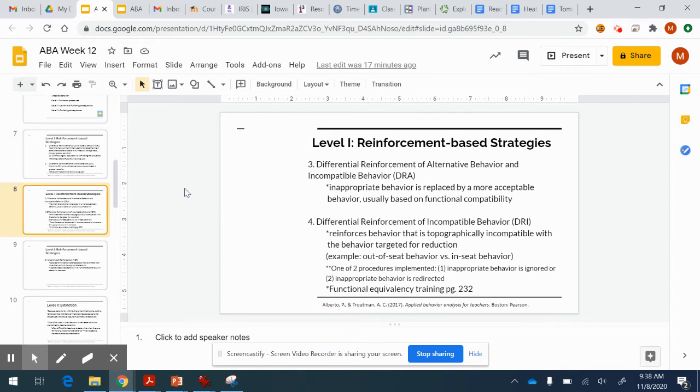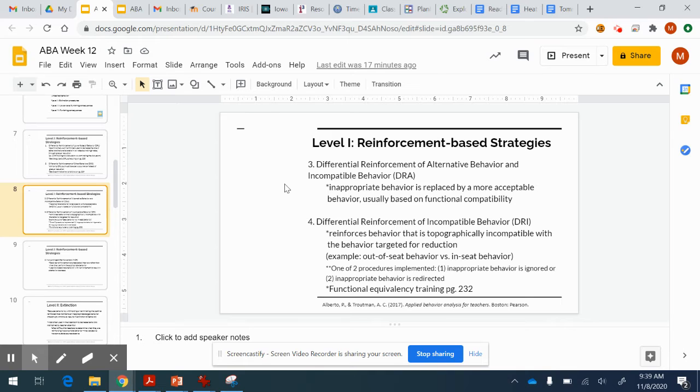All right, the third one is differential reinforcement of alternative behavior and incompatible behavior, or DRA. So this is where inappropriate behavior is replaced by more acceptable behavior, usually based on the functional equivalence. So again, we always go back to teaching the alternative behavior. We want that to have the same function.